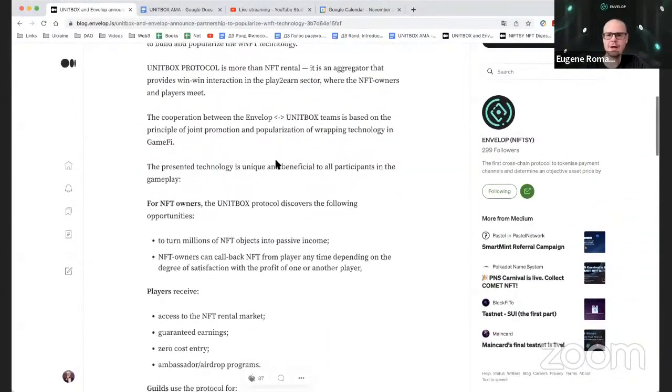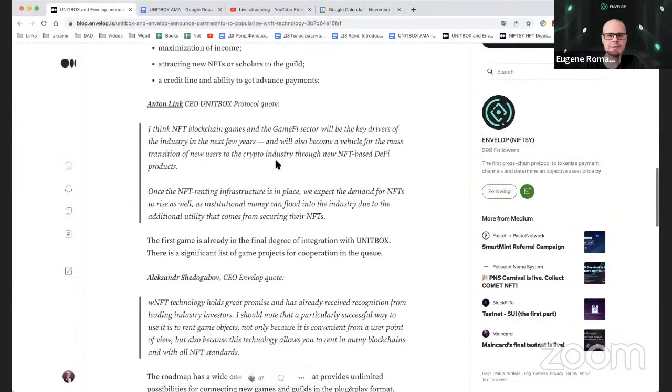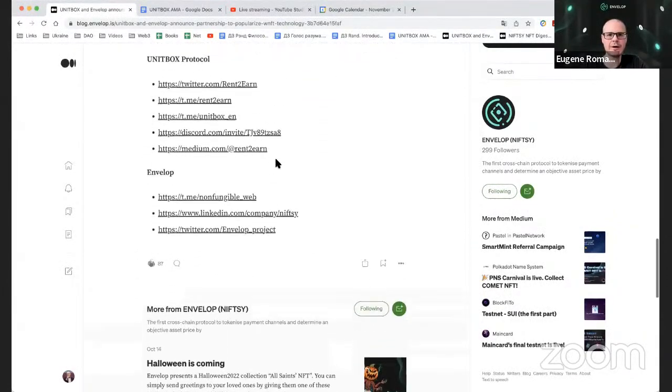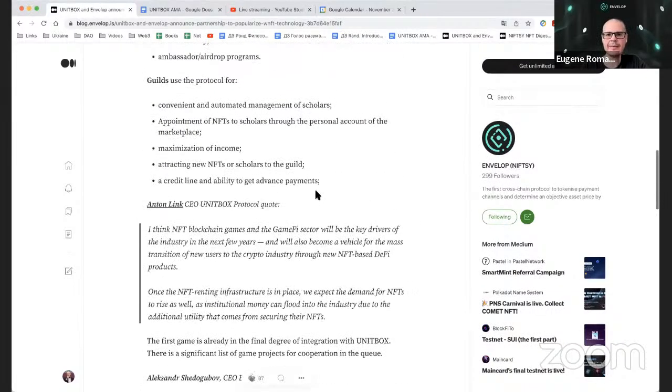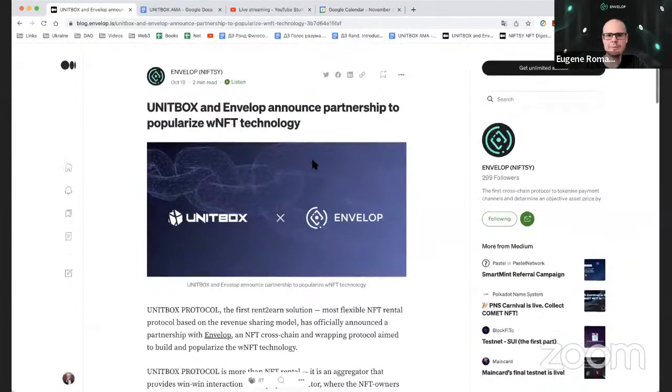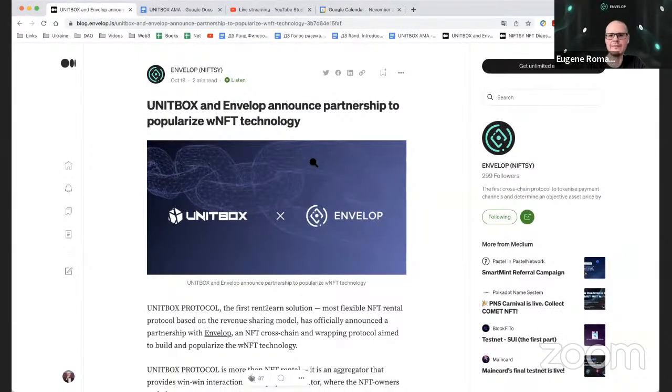Absolutely. So let me remind you, our viewers, that you may find the details of the partnership between Unitbox and ENVELOP in the blog post on Envelop's Medium. You may see it on your screens right now. There you may find all the links on the Unitbox Protocol social media accounts and community. There you may find the ENVELOP links. So this has been the AMA session regarding the partnership between Unitbox and ENVELOP for making renting NFTs in the play-to-earn gaming realm more convenient for players, guilds, gamers, and so on and so forth.